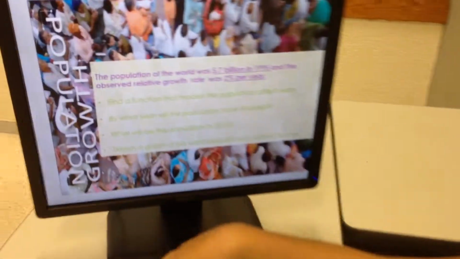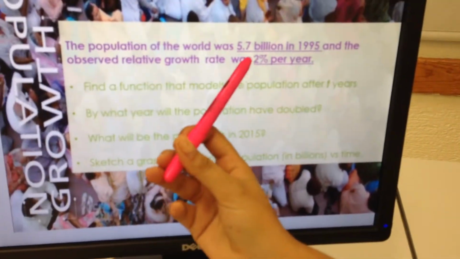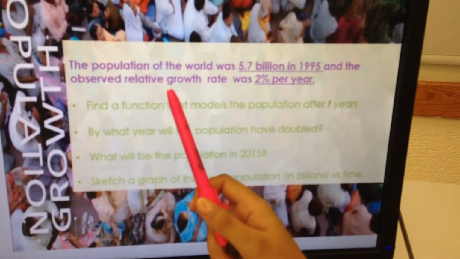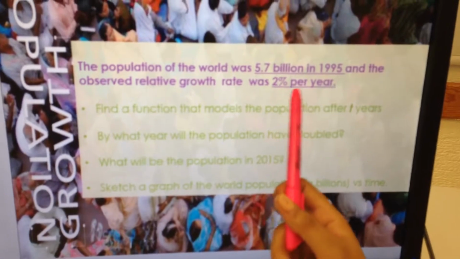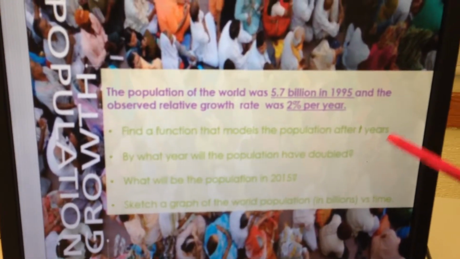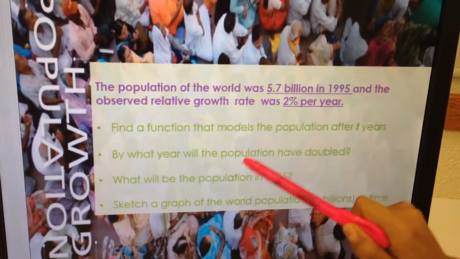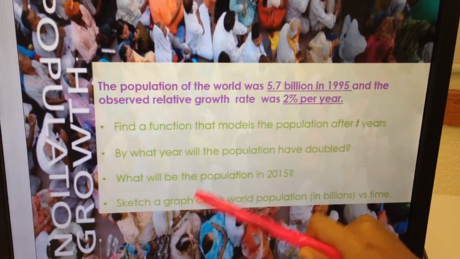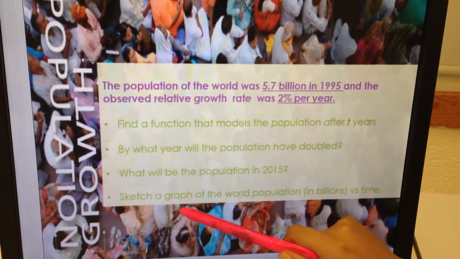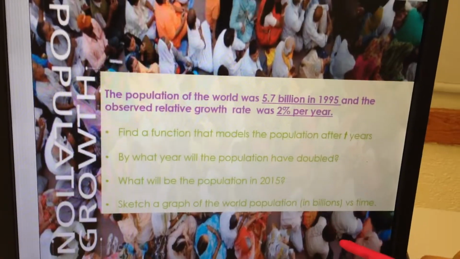The problem we have to resolve is about population growth, and this is the problem. The population of the world was 5.7 billion in 1995, and the observed relative growth rate was 2% per year. Find a function that models the population after t years. By what year will the population have doubled? What will be the population in 2015? Sketch a graph of the world population in billions versus time.